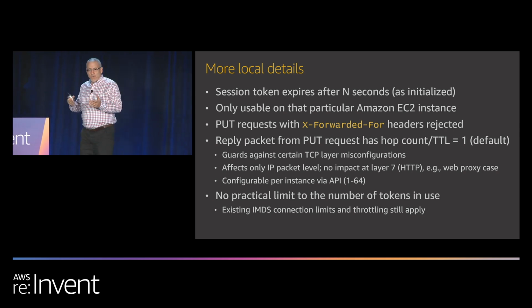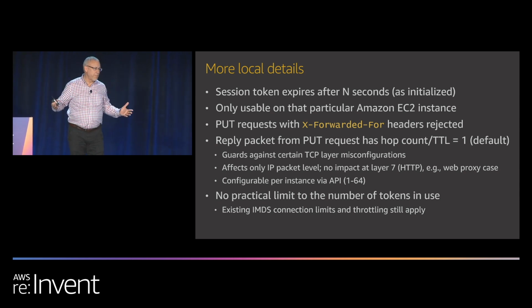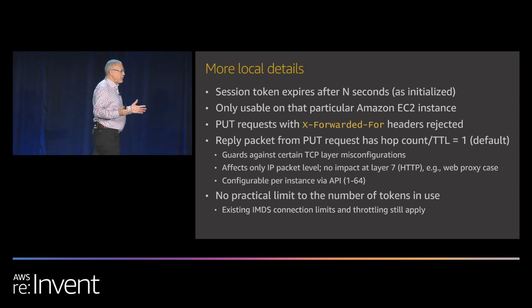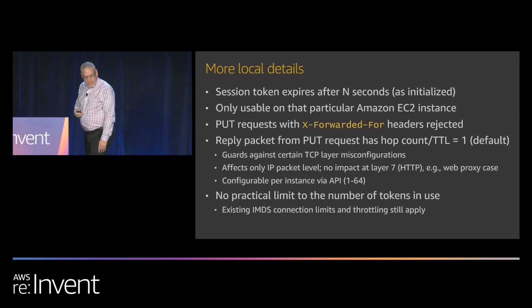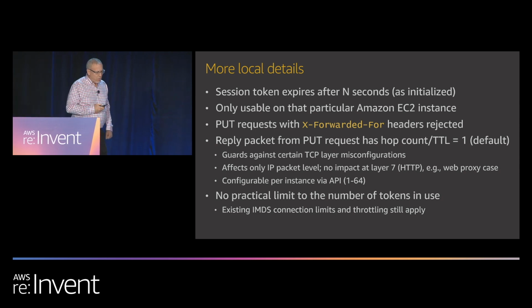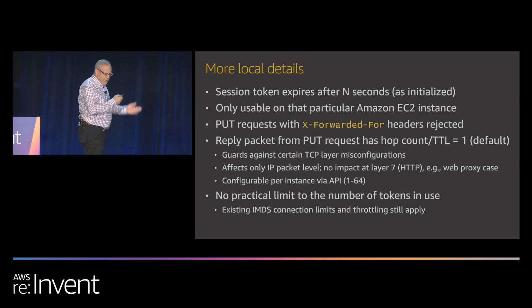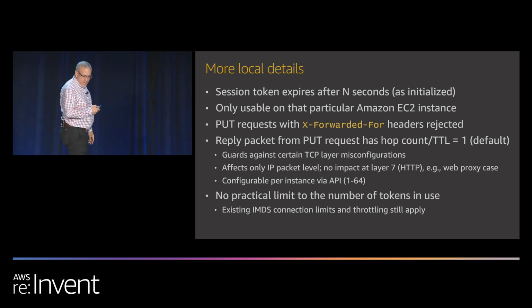Default is 1 because you have to have upgraded software, and if you're upgrading your software, you better be testing. And if your testing shows you need a TTL of more than 1, then just launch the instance with more than 1, or modify it with the API that allows you to change what this TTL setting is. So that's another important point. You can vary it from 1 to 64.